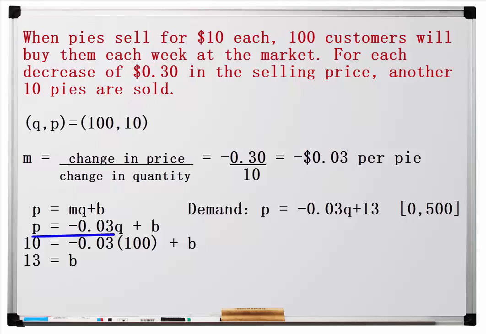Plugging this in for M, we get P equals negative 0.03 Q plus B. Then using the point, we can solve for B. We get B equals 13. And so the demand function is given by P equals negative 0.03 Q plus 13. Again, the domain is between 0 and 500.